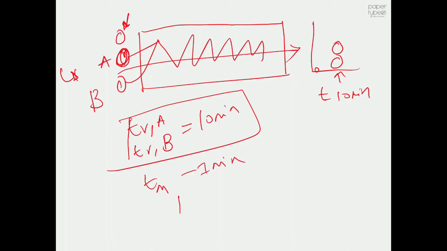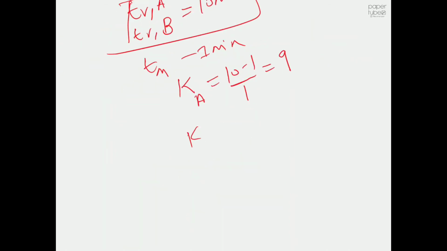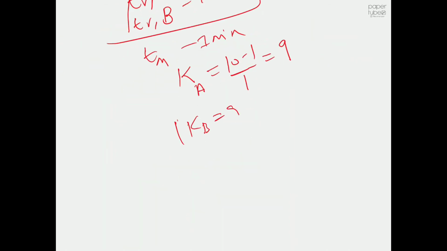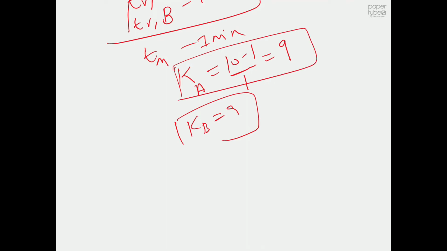We can even calculate the retention factor. That will be equal to (10 minus 1) divided by 1, which is equal to 9. k for A is 9, k for B is 9. So at the end of the day, we get some nice parameters based on the theoretical knowledge that we gain. But did we manage to separate these two compounds? Obviously not, that's the answer.